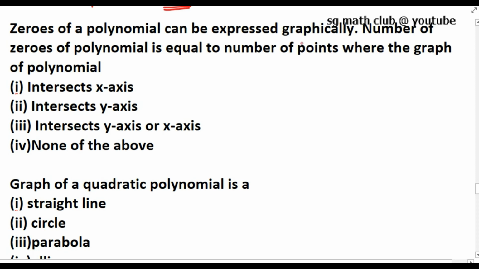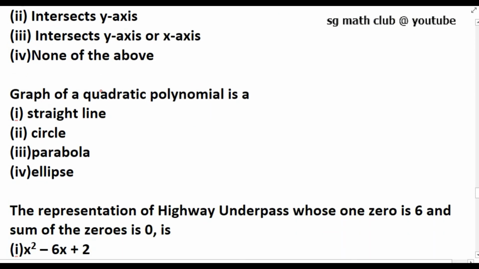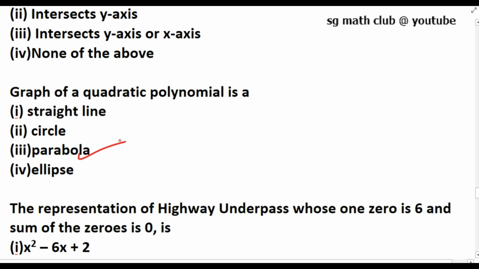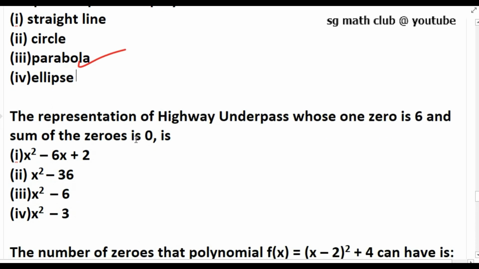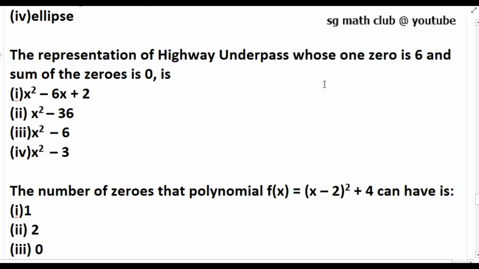Next one, zeros of a polynomial can be expressed graphically. The number of zeros of the polynomial is equal to the number of points where the graph of the polynomial intersects the x-axis, y-axis, or none of the above. It is very clear that we have studied that it intersects the x-axis. Next one, graph of a quadratic polynomial, definitely it will be a parabola. Graph of a linear equation is a straight line, so this will be a parabola. And the last question, one more is there. The representation of a highway underpass whose one zero is x and sum of zeros is given by.